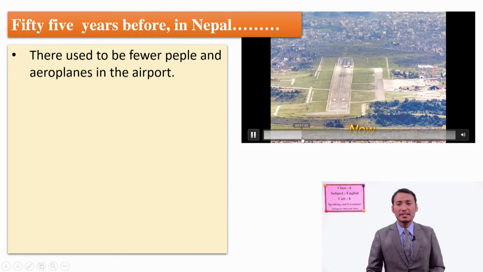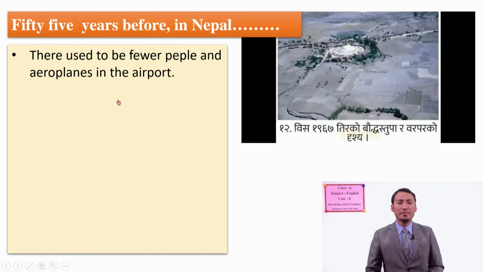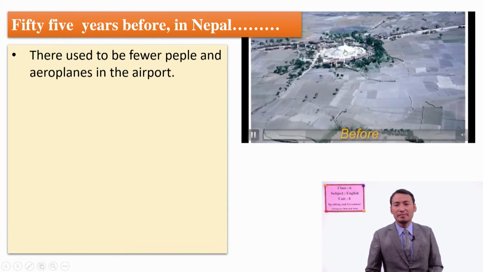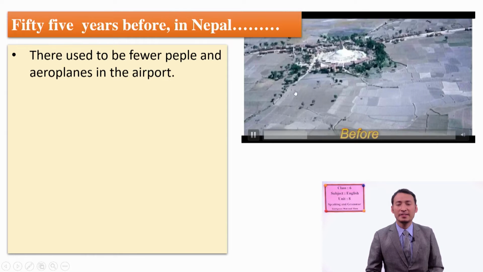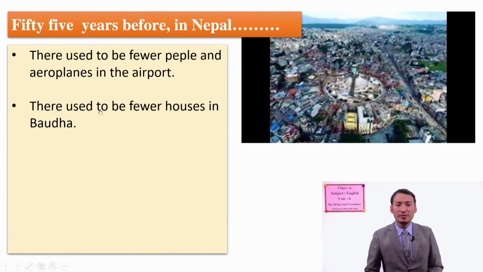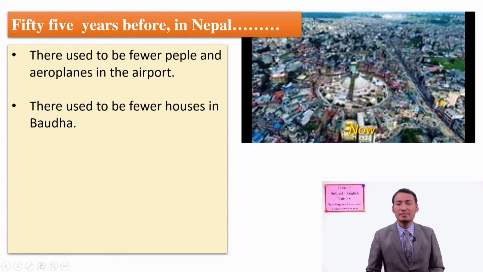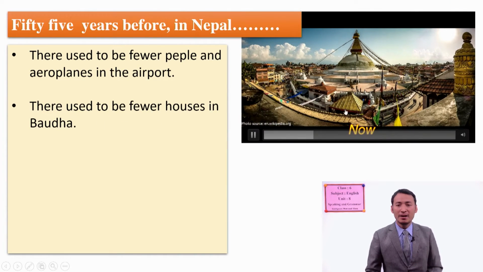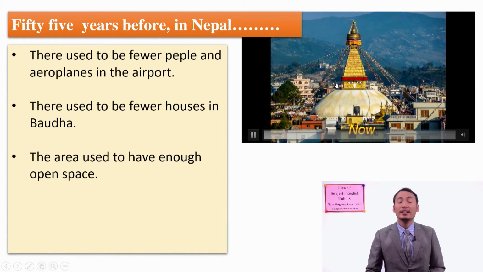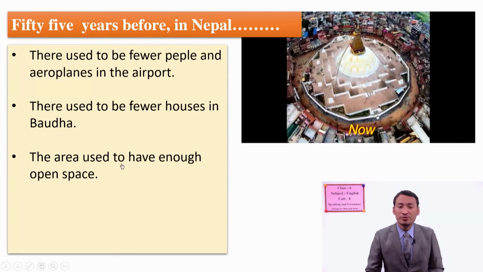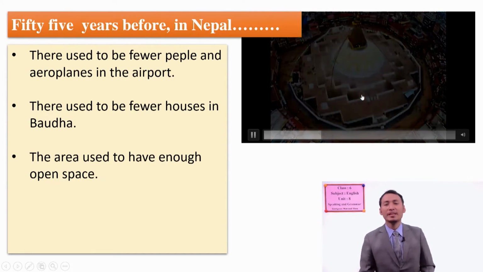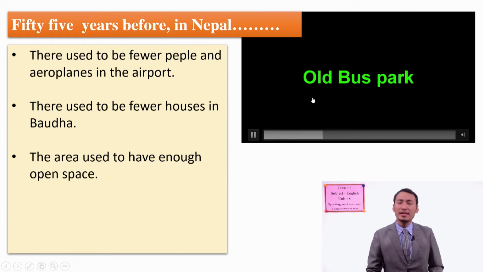Okay, likewise, you can see another fact or past. In the past, Bodhanath, you can see here, there is a lot of open space. There used to be fewer houses around Bodha, and now you can see here a lot of changes. The area used to have enough open space in the past, but now look at here, there are a lot of houses and a lot of changes.